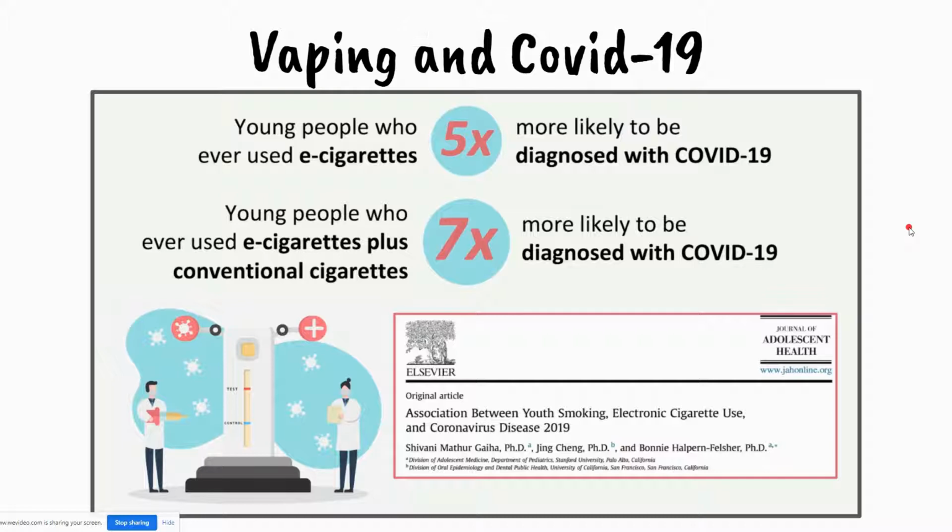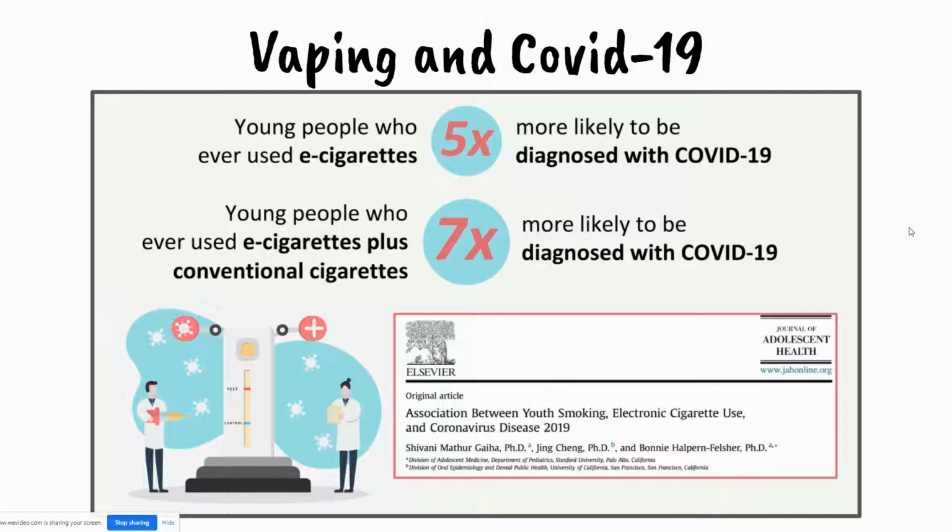All right, so we've been talking about vaping and the effects of vaping on your lungs. So with the coronavirus pandemic going on, and we know that that is an infection of the lungs that has taken hundreds of thousands of lives, I wanted to compare and contrast vaping and COVID and just look at the association here. So young people, such as middle and high school students who have used e-cigarettes or vapes, they have found that they are 5 times more likely to be diagnosed with COVID-19.